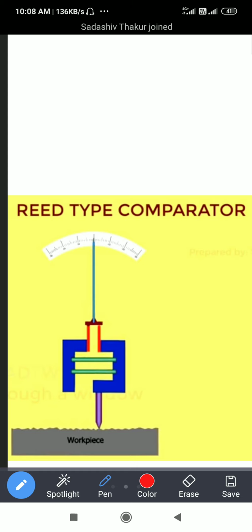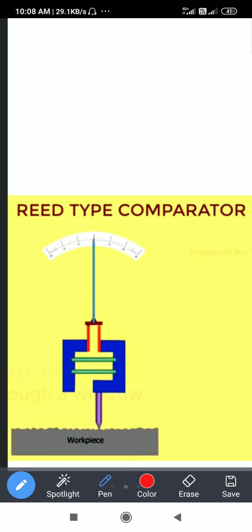Okay, so today we are going to discuss an important topic in module 2, that is the comparators. In the previous class also I explained what comparators are and on what principle they work. Comparators are nothing but measuring instruments for mass production.